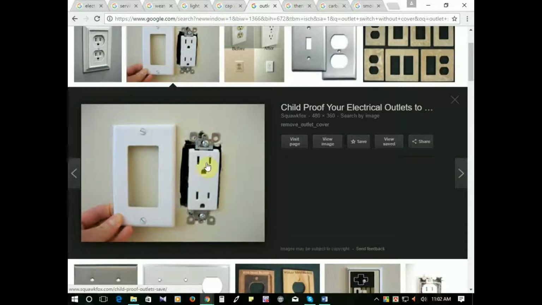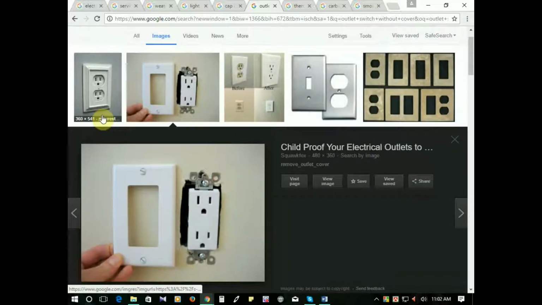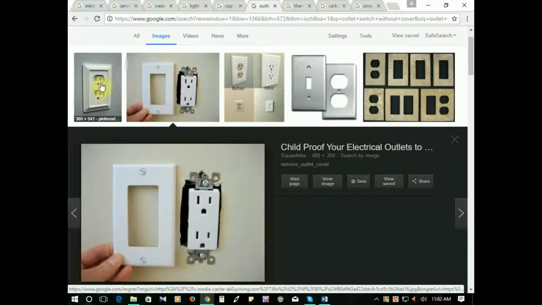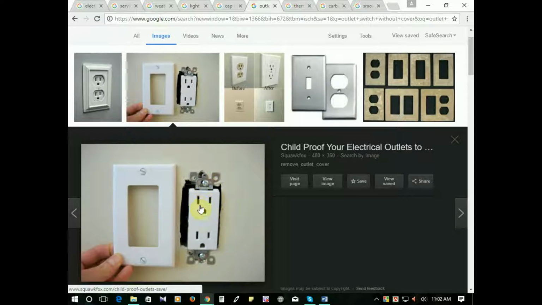Outlet switch and outlet switch cover plates. These are two different things, by the way. This is what you normally see, but when I say the outlet switch, I mean this, and when I say the outlet switch cover, this is what I mean by the cover. We need to make sure that they are not missing in any property.